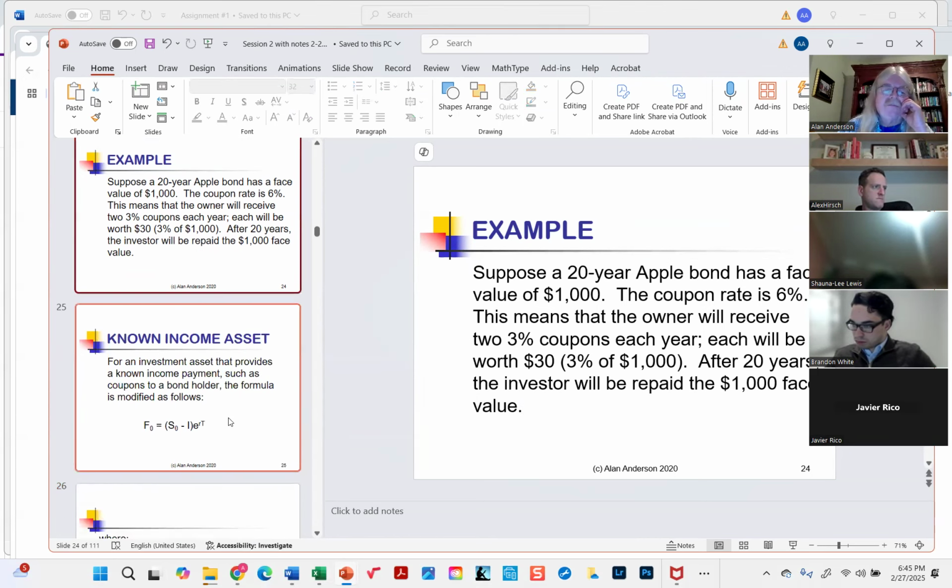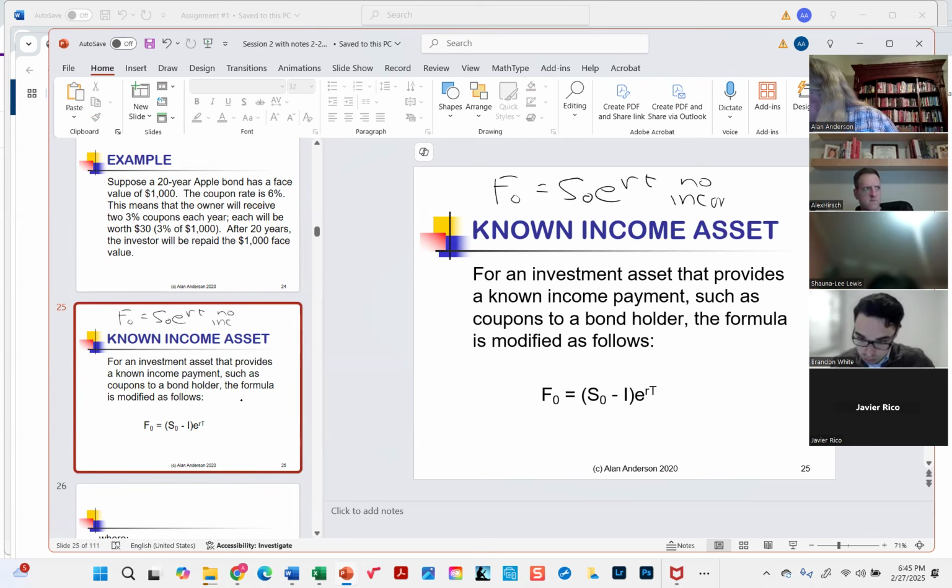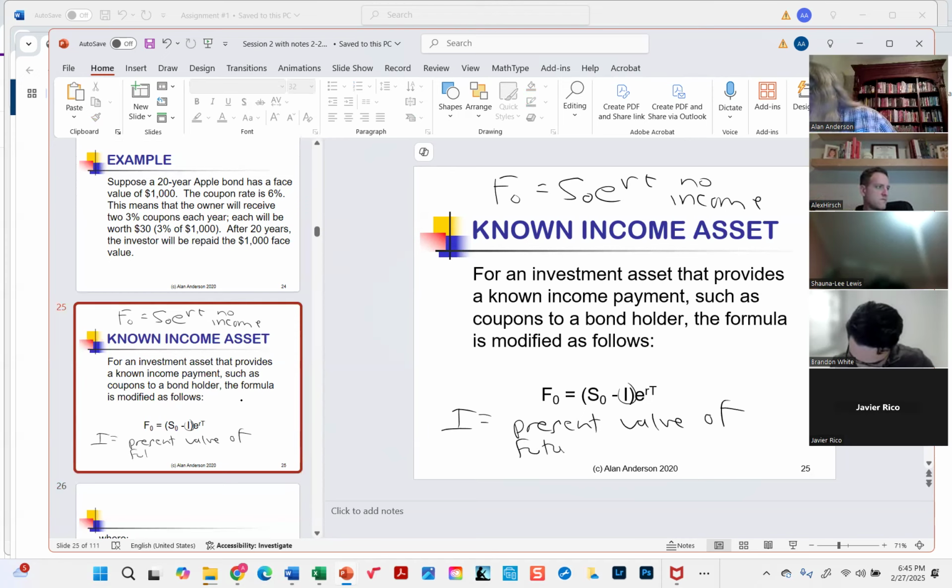So that's case number 2. We're going to call this the known income asset. And you notice the difference is there's this one extra term in here that wasn't there before. And that's this I. So I is the present value of future cash flows to be received during the lifetime of this contract. So this only counts, let's say this is a 1-year forward contract. Whatever coupons the bond will pay during that period are incorporated into I.